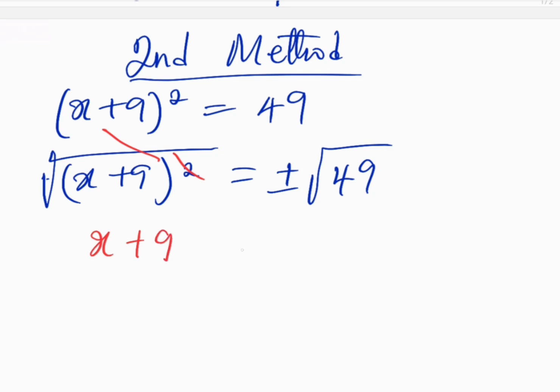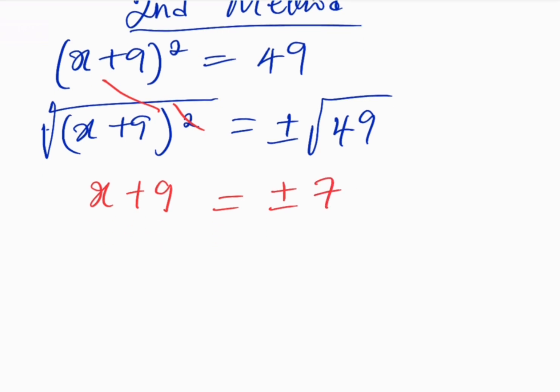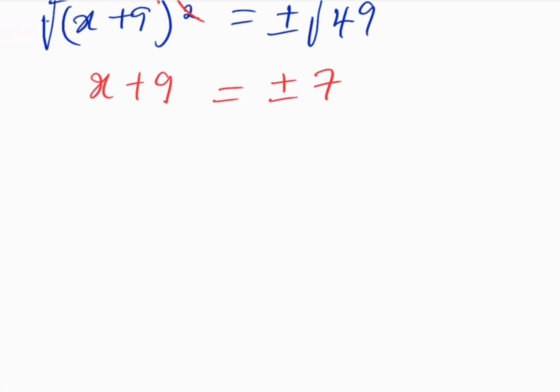So this is x + 9 = ±. What is the square root of 49? Of course, the square root of 49 is 7. So now, I'm going to take the plus 9 to the right hand side. And this 9 is positive, when it comes to the right hand side, it turns to negative. So x = ±7 - 9.